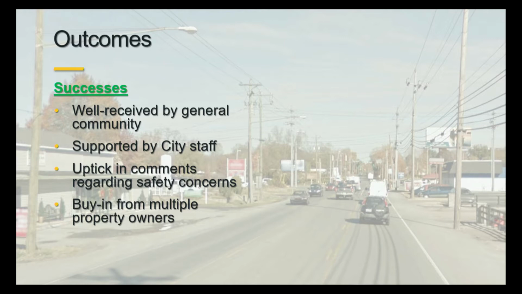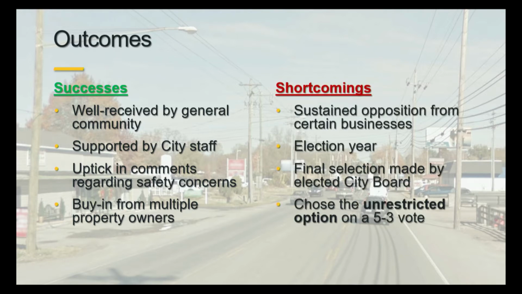And if you think there's a but coming, then clearly you've done one of these projects before, because despite all of our efforts, there was sustained opposition from certain businesses. In this particular municipality, the final selection is done by the elected city board, and it was an election year. And relatively recently, they wound up choosing the unrestricted 5-lane section with no median on a 5-3 vote.